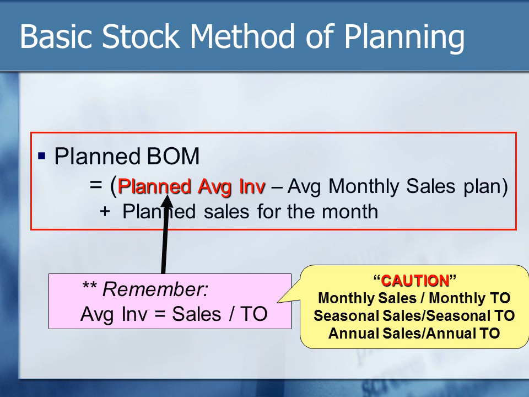Another thing that you should make sure to be careful about is when you try to calculate the average inventory, the sales and turnover that you use in this formula will have to be consistent in terms of their periods. If your turnover is seasonal turnover, then you will have to divide the seasonal sales by the seasonal turnover. If the sales are annual sales, then you're going to have to divide the annual sales by annual turnover. If the turnover is monthly turnover, then the sales has to be also monthly sales. So the sales and turnover figures to calculate the average inventory must be the same in terms of the period for which they were planned.